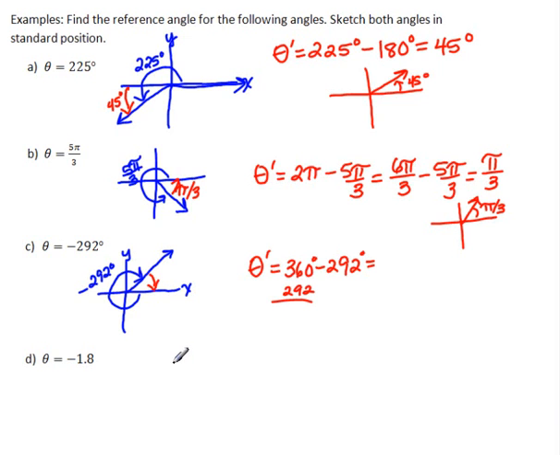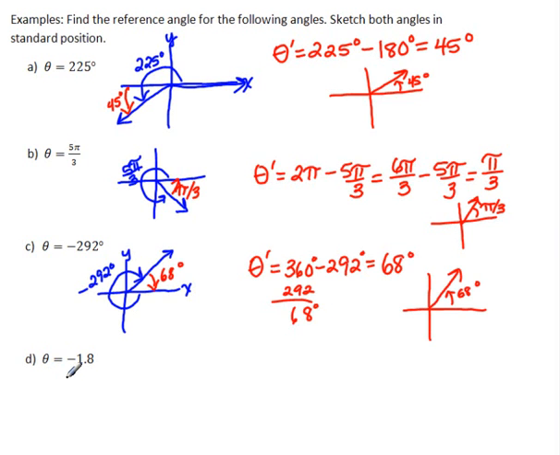Of course, I forgot to bring my calculator, but that's okay. So we would have 8, 15, so 68 degrees. Yeah, 68 degrees. So the reference angle in standard position would be there.